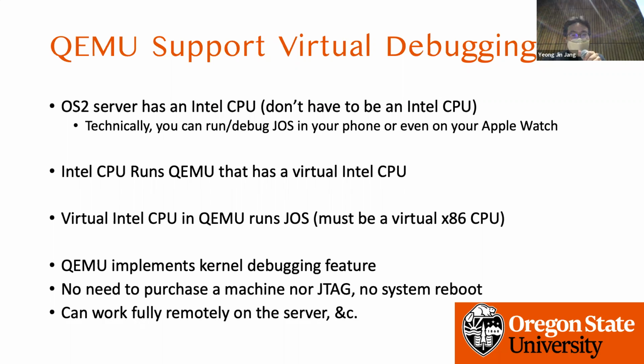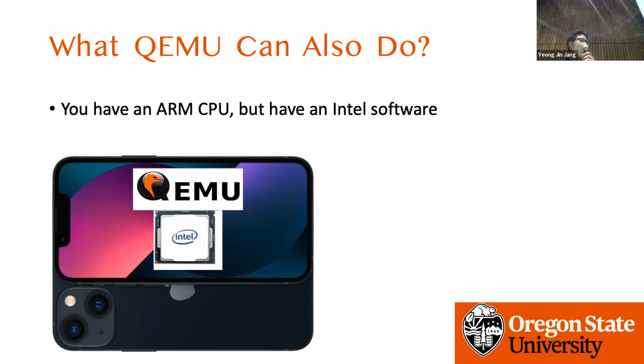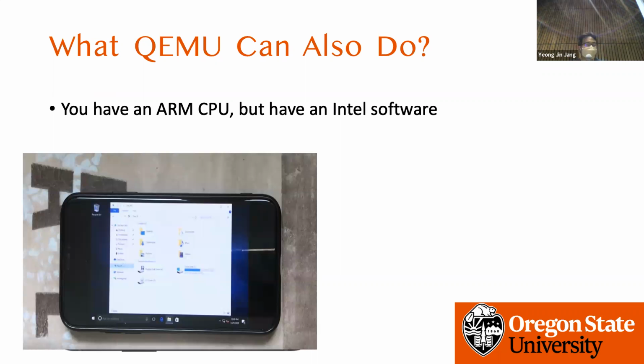Let me give an example of what QEMU can do. This iPhone runs an ARM CPU, so you can compile the entire QEMU for the ARM architecture. Then in that QEMU, you can select a virtual Intel CPU. The result is that you can install the Windows operating system on the iPhone so that you can do whatever you want in there.